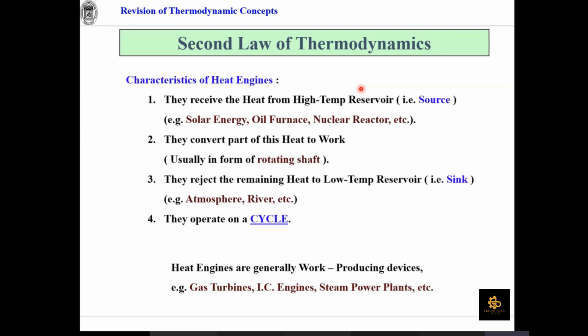Heat engines are generally work-producing devices. These are types like the gas turbine, IC engine, and steam power plants. So in this course, thermodynamics, we will study gas turbines, IC engines, and steam power plants in detail, and how we analyze these types of systems.